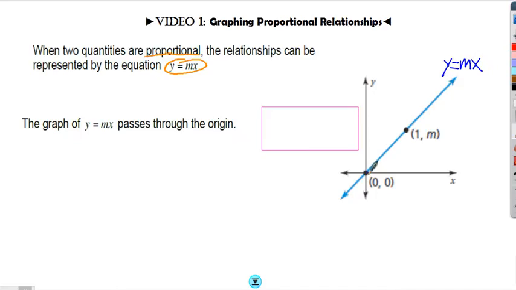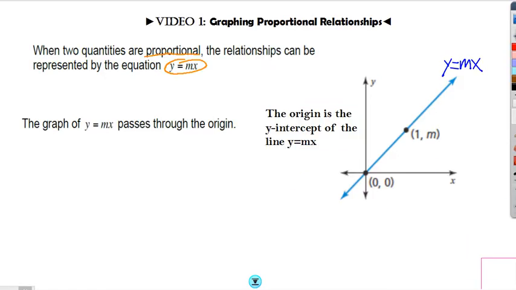Another thing you can notice is that that's the point where it goes through the y-axis. The point where a graph goes through the y-axis is called the y-intercept. And this line goes through the y-axis at the origin. So when the graphs are proportional, the y-intercept is going to be the origin. So in this one, the origin is the y-intercept of the equation y equals mx. That's another fact that you can remember.